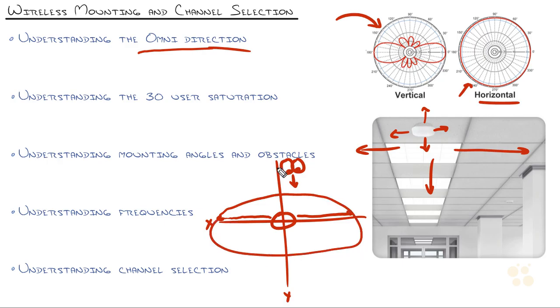But if we were to walk down here, down to the x-axis and stand and look at the wireless access point this way, then we'd actually see the vertical graph, right? How far up and down that wireless access point is transmitting. And you can see that one's not too much.